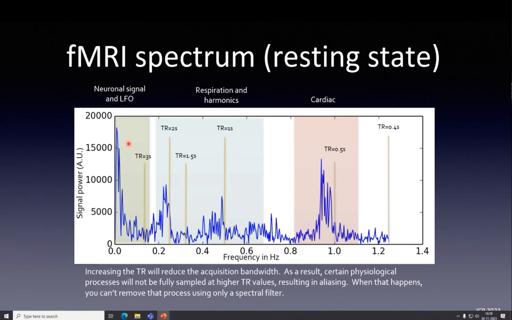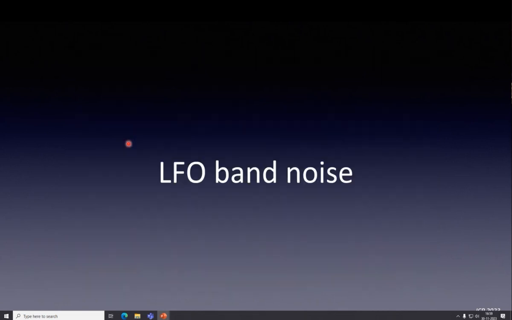And unfortunately, one of the noise signals is also in that band. It just lives there. So no spectral filter is going to remove it. You need to do something else.